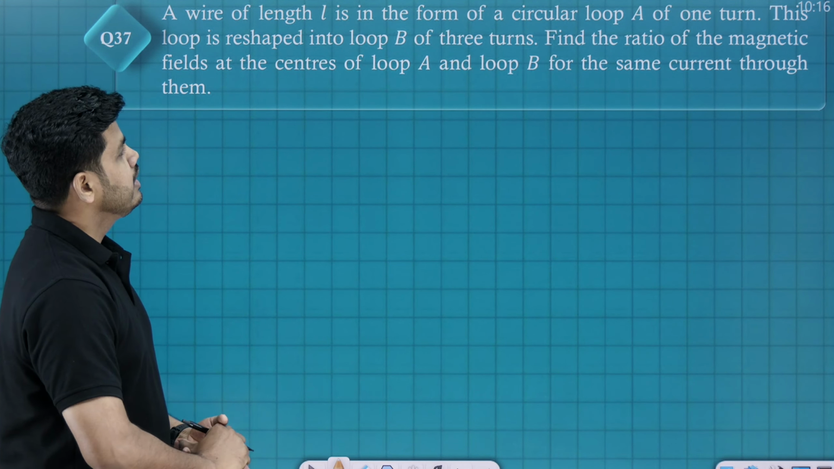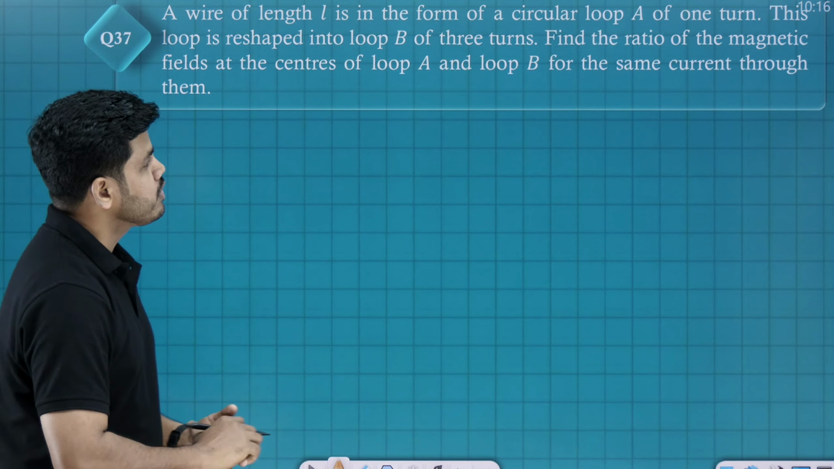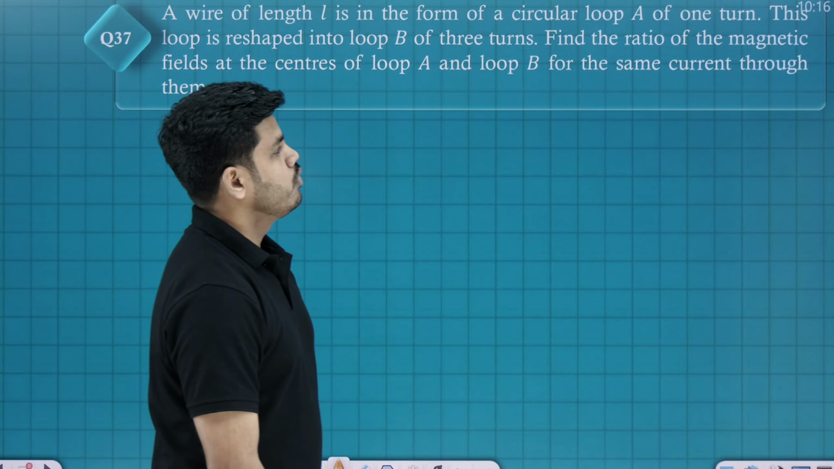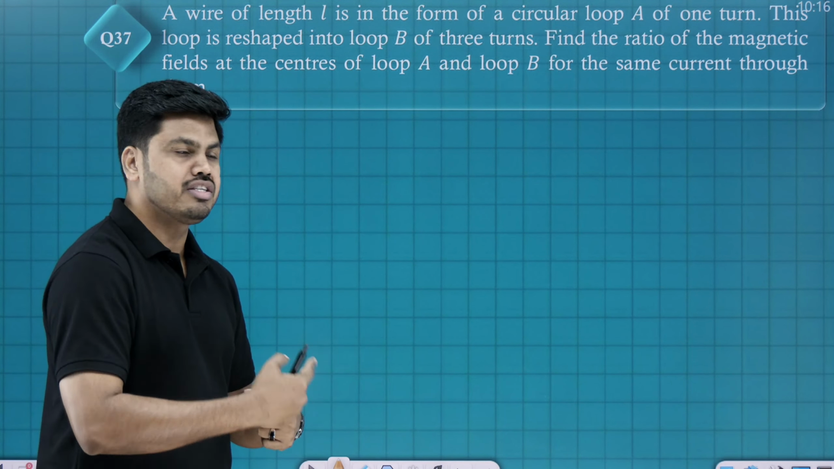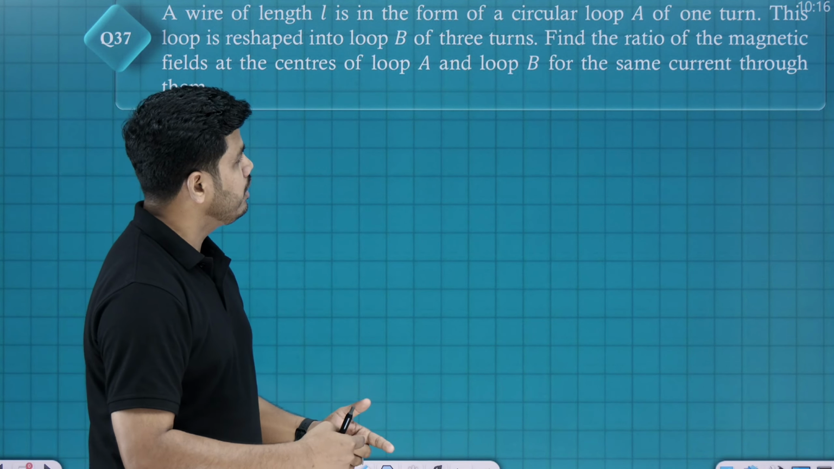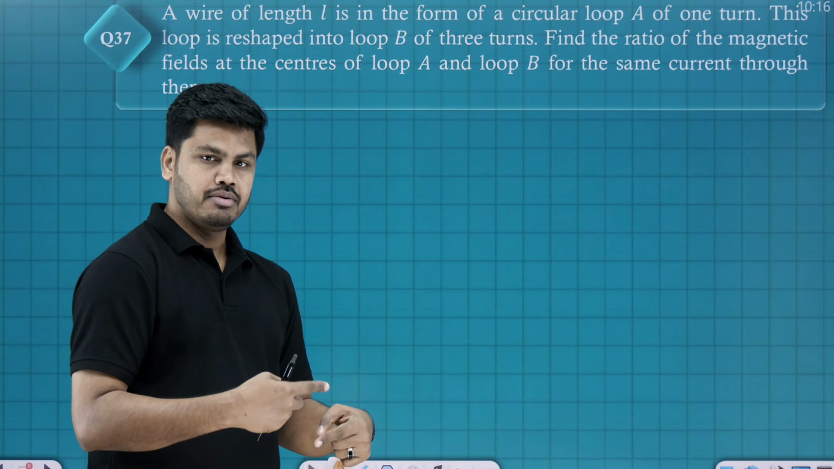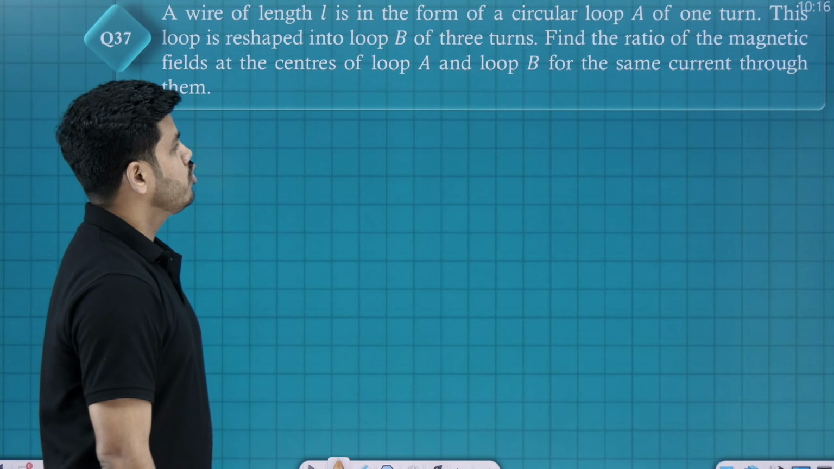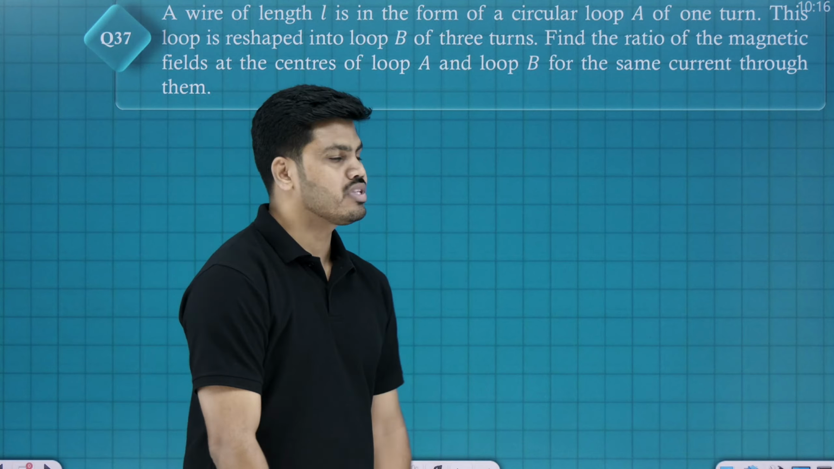A wire of length L is in the form of a circular loop A of 1 turn. Yes, we are going to make a circular loop of 1 turn using a wire of length L. This loop is reshaped into a loop B of 3 turns. Oh yes, so we are going to make one more loop later with 3 turns. Find the ratio of magnetic fields at the center of the loop A and loop B for the same current flowing through.